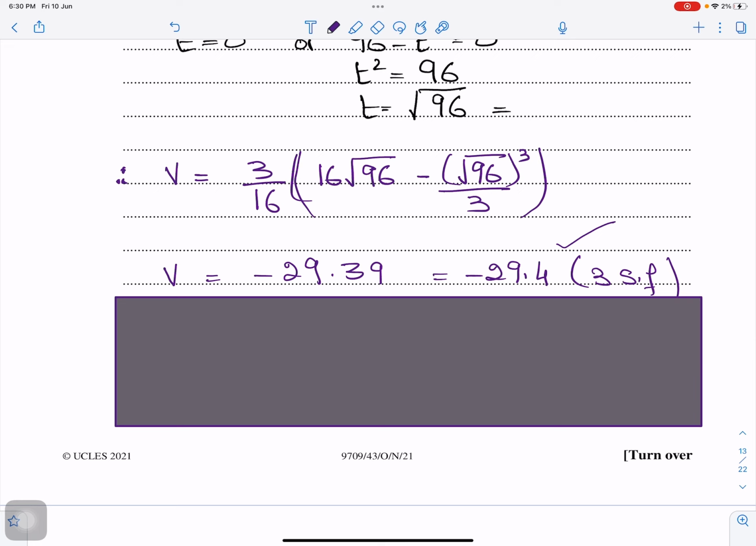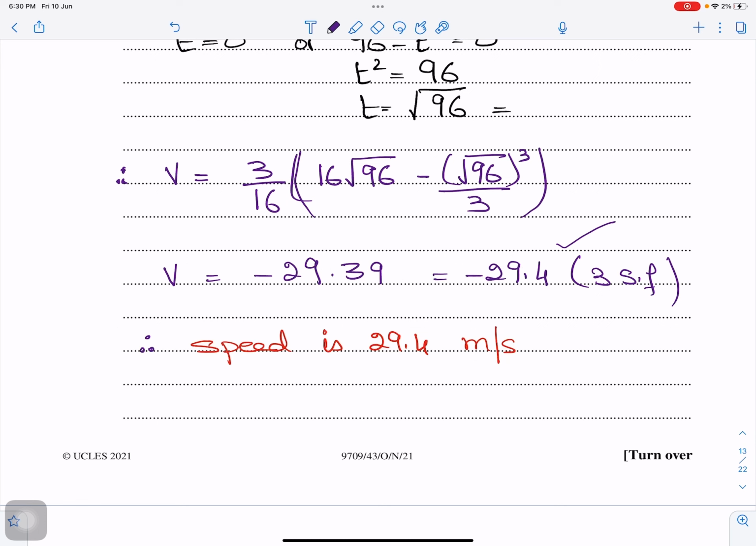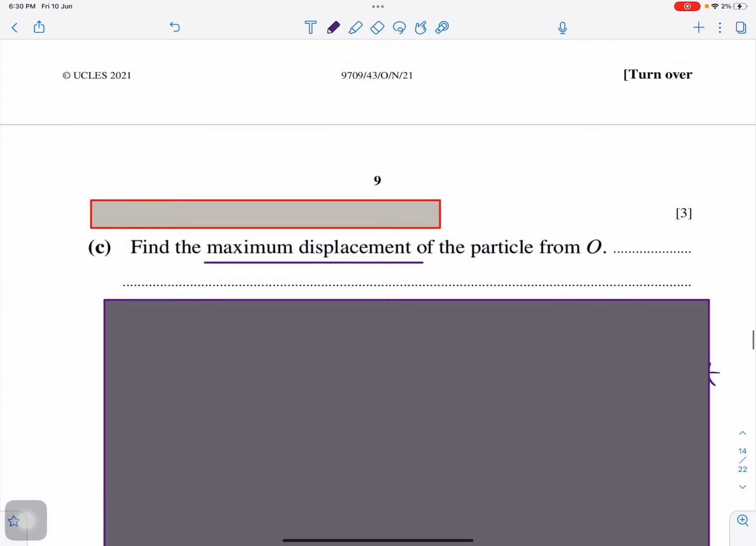So what's the difference? The difference is for speed, you will only mention the magnitude. You will not mention the sign plus or minus, right? Plus and minus have different meanings. So you will just say speed is 29.4 meters per second. So be careful if you are targeting to get a distinction, you can't afford to lose a single mark, right?